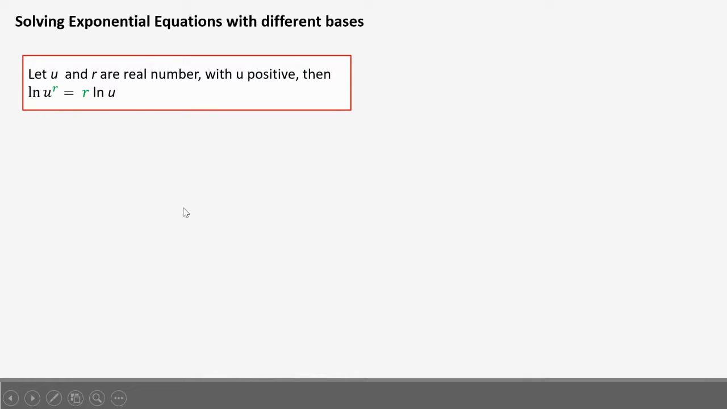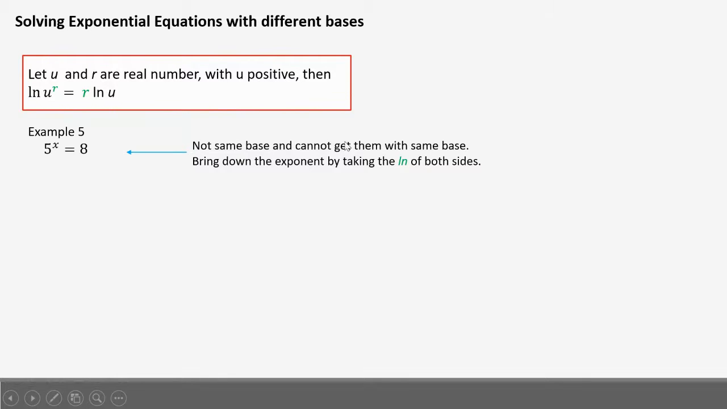Now, let u and r be real numbers, with u positive. Then the ln of u to the r equals r ln of u. This is a property that we just used, the natural log power property. And here's an example where this is very useful. There's no way I can get the same base with 5 and 8. So we want to bring down the exponent, and how do we do that? We take the ln of both sides.